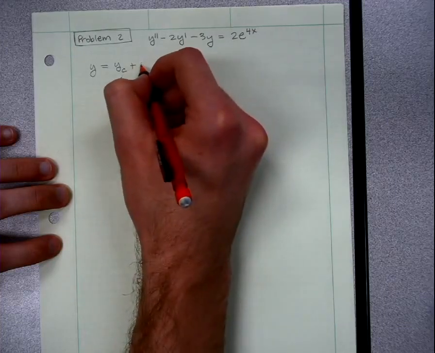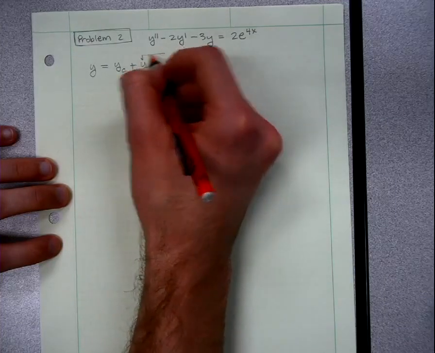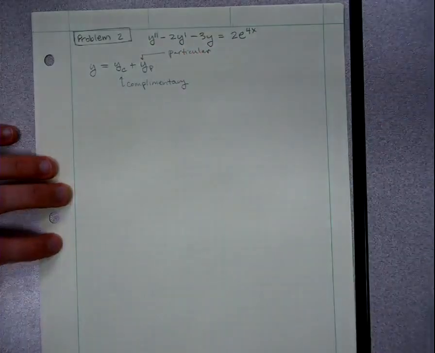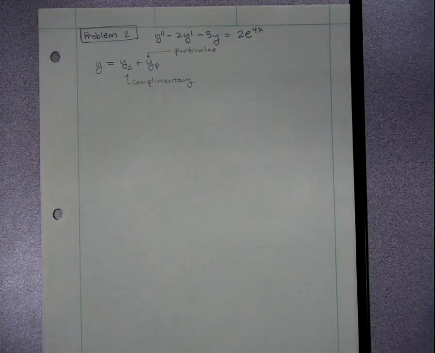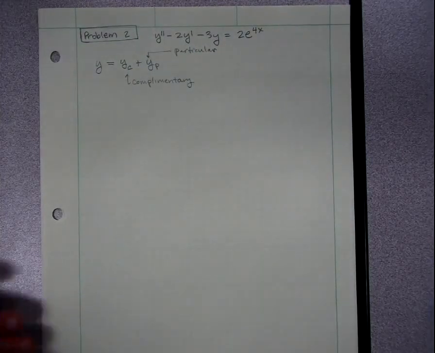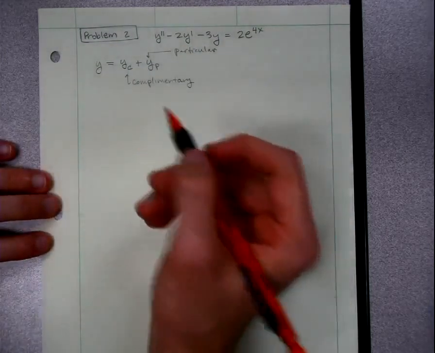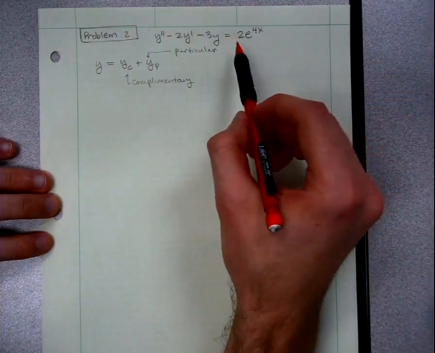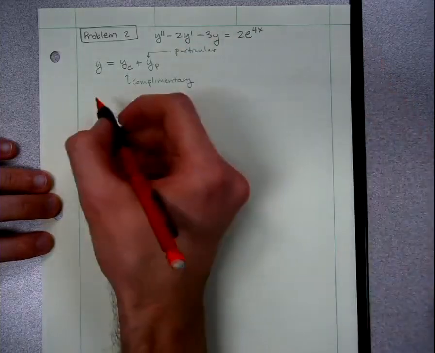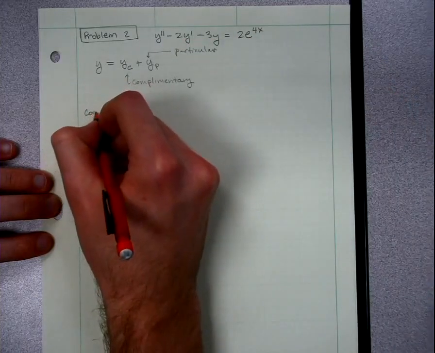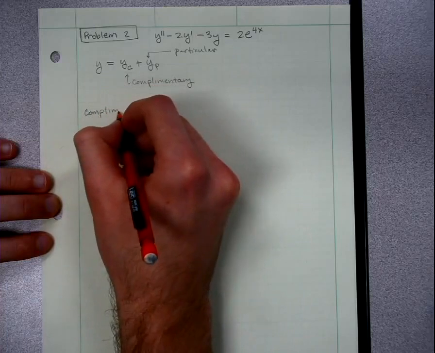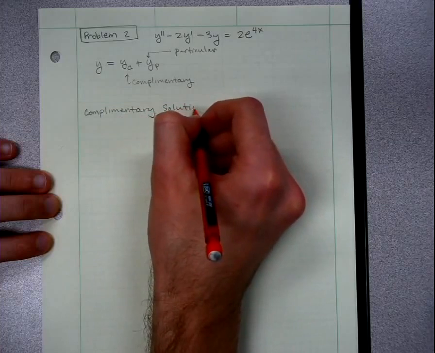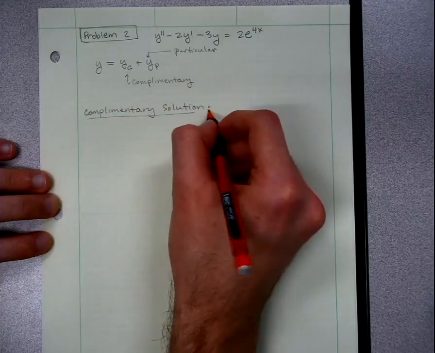Complementary solution plus our particular solution. That's our particular solution. I know you all have probably seen this before, but what we do is we first solve the homogeneous differential equation. So for a complementary solution, let's start with that. Complementary solution. So here we go.